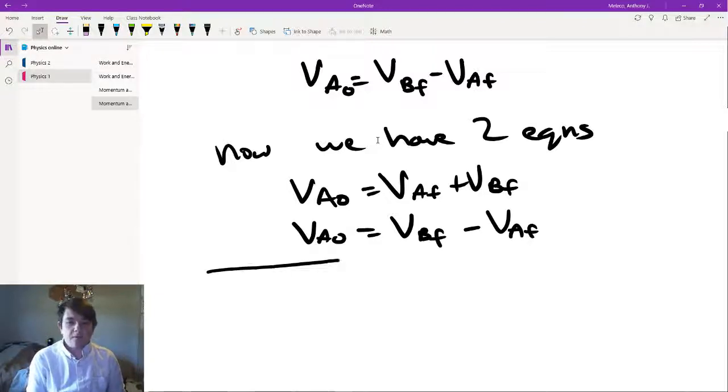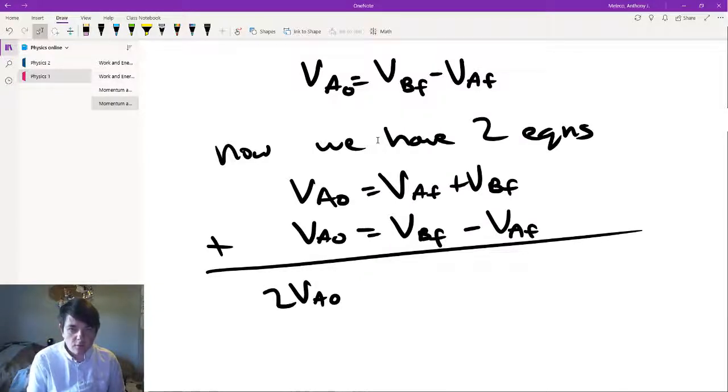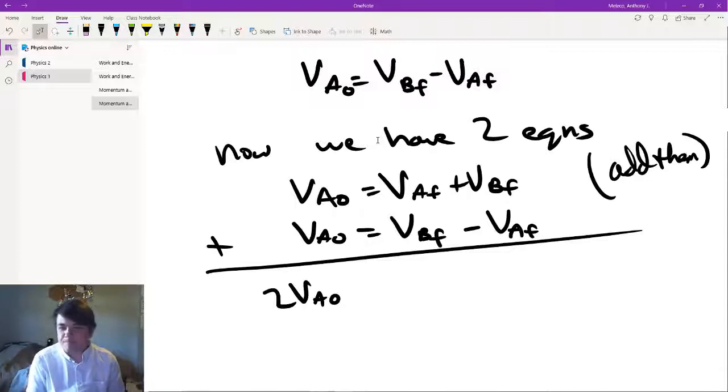So what we can do is add them. Let's just add the equations. So you get 2 VAO. I mean, you can also just plug in. I could have taken this and plugged in for VAO here. It's however you want to solve it. You have 2 equations, and you can solve for VAO in one, plug in, and solve it the other way. But adding here is actually easier, because the VAFs cancel. VAF plus a negative VAF is 0. So VAFs are gone, and you have 2 VBF.